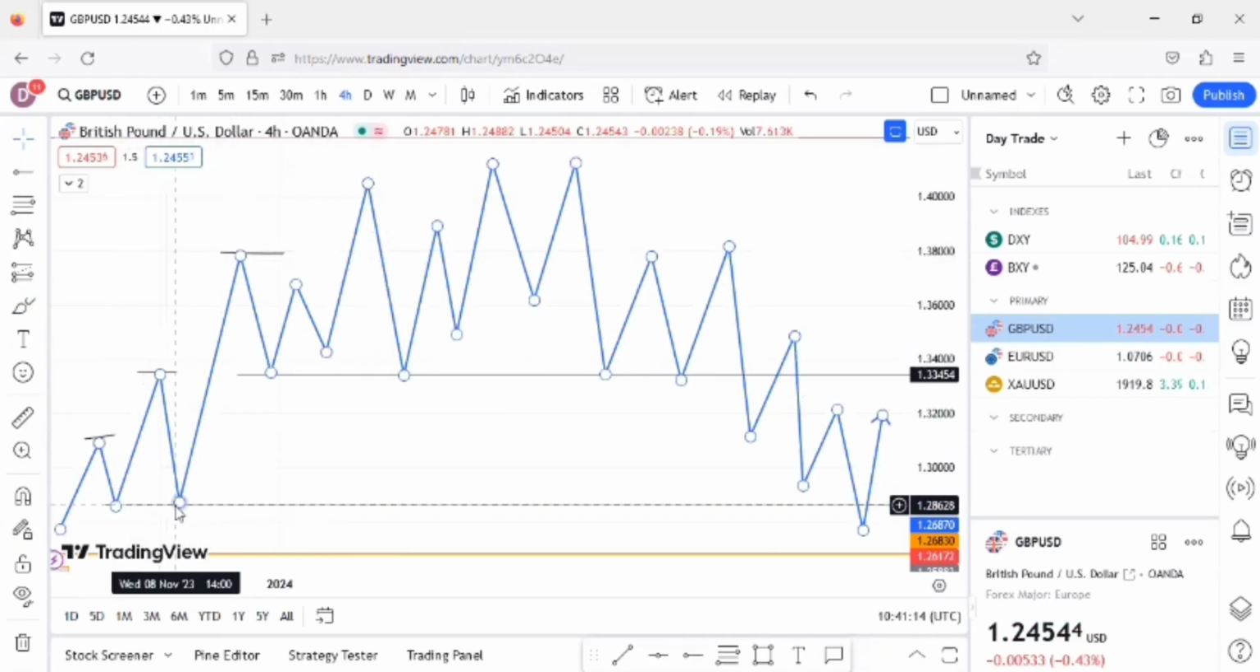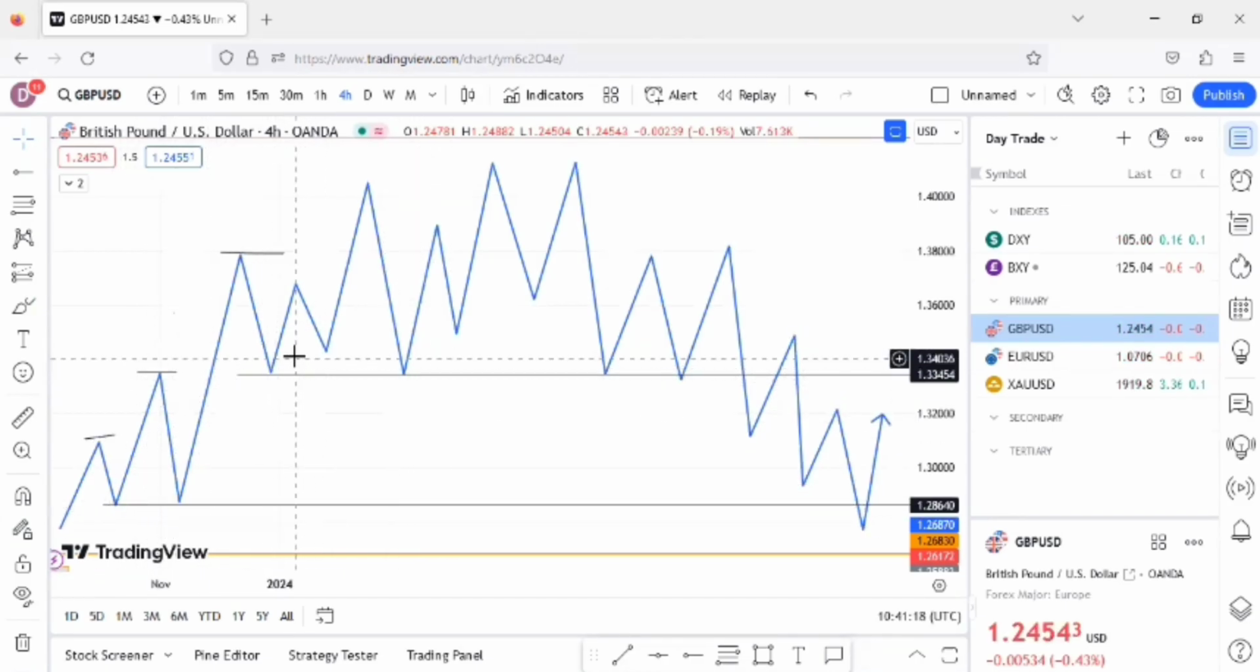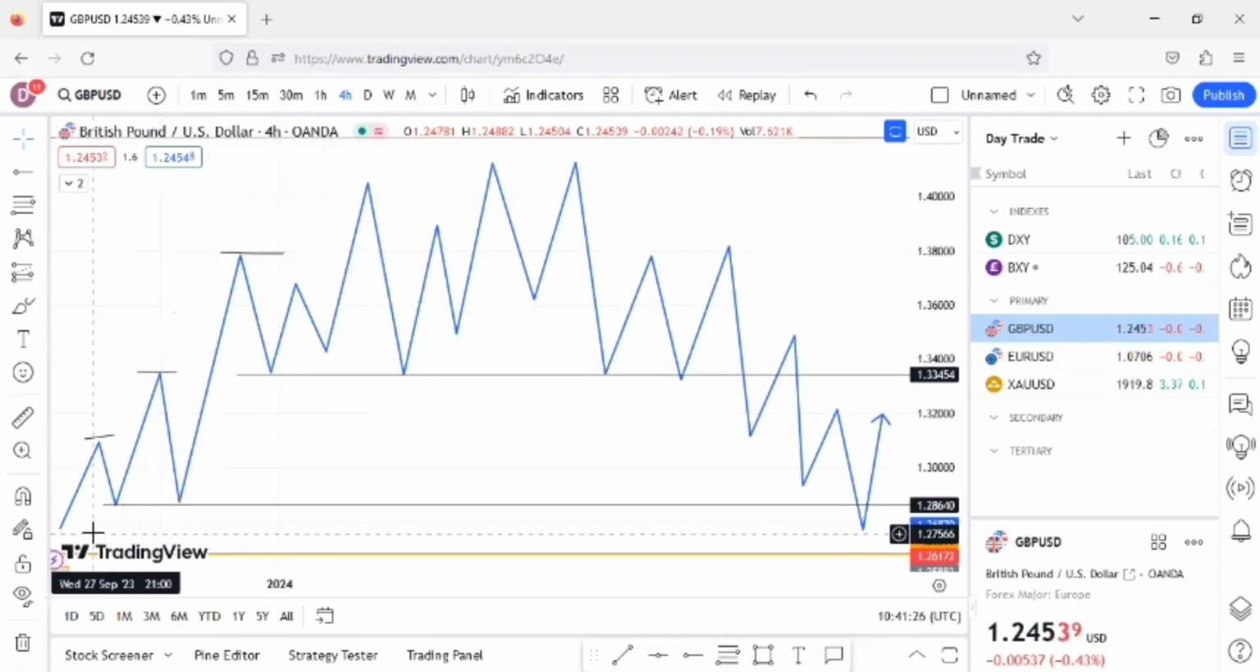Here we have a demand level or a demand zone. Here we have another demand, and that is the only place you are allowed to take a buy from. You don't sell from that area. That's where, in an uptrend, you buy after a pullback.